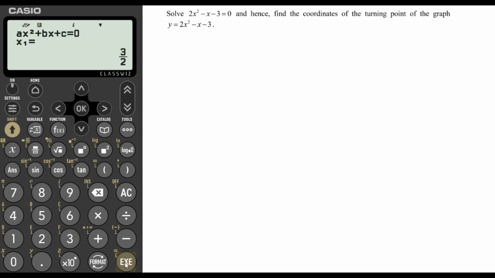Our calculator will tell us x is equal to 3 over 2 and negative 1, as we see here. If we press execute again, we see that the minimum x coordinate is 1/4 and the minimum y coordinate is -25/8, as we see here. So our turning point has coordinates 1/4 and -25/8.